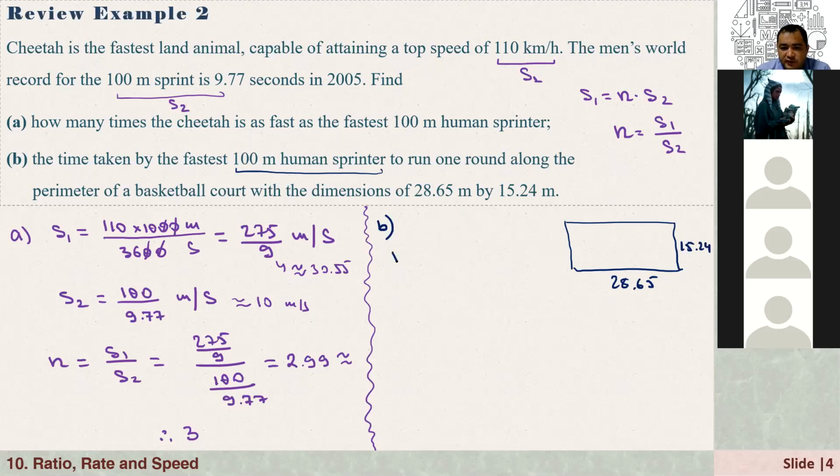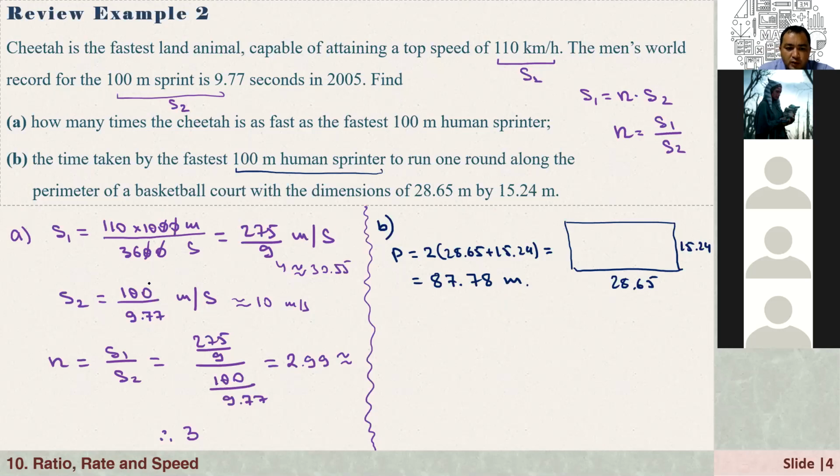Now, what is a perimeter? Let's find the perimeter first. Perimeter is 2 times length, 28.65, plus width, 15.24. So here we have 28.65 plus 15.24 and multiplied by 2, the answer is 87.78. So the perimeter of this basketball court is 87.78 meters.